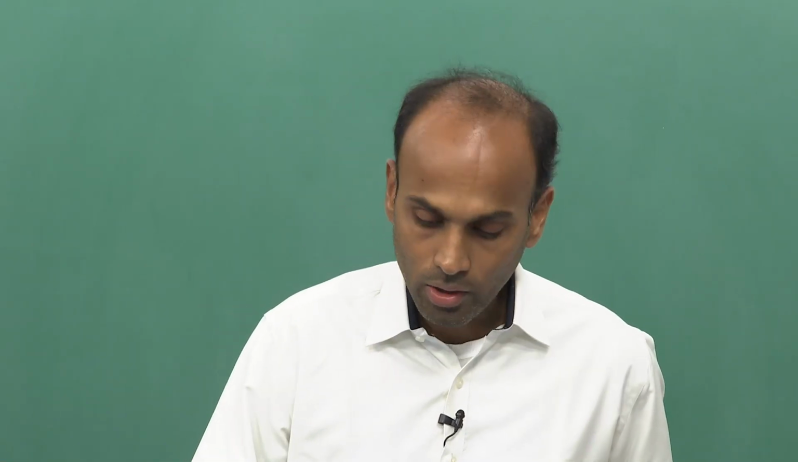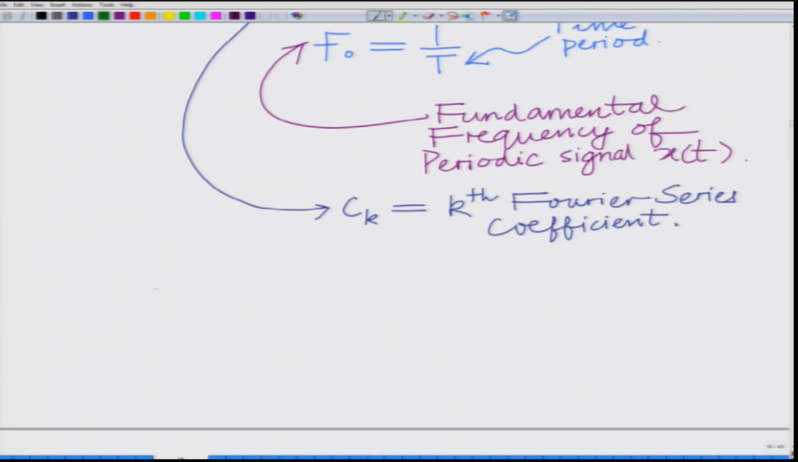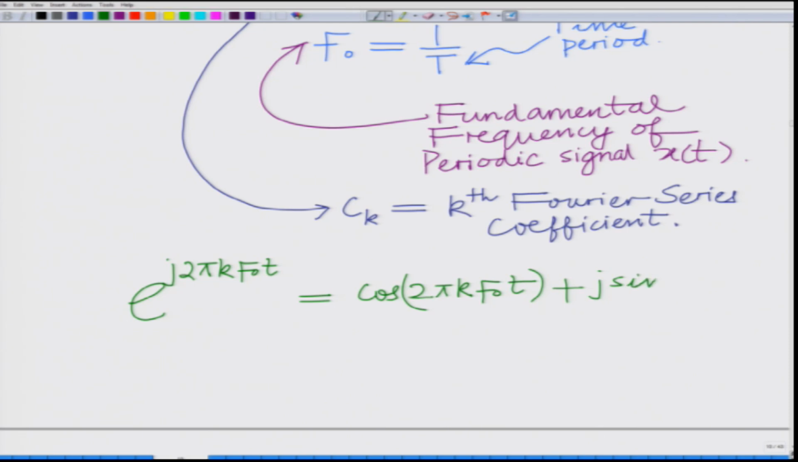Now let us try to understand this a little better. Look at this quantity e to the power of j 2 pi k f_0 t. Since e to the power of j theta is cosine theta plus j sine theta, this is cosine 2 pi k f_0 t plus j sine 2 pi k f_0 t. This is basically a complex sinusoid.